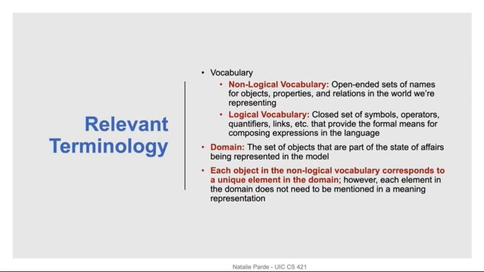First, a given meaning representation is characterized by both non-logical vocabulary and logical vocabulary. Non-logical vocabulary refers to the open-ended sets of names for objects, properties, and relations in the world we're representing, and logical vocabulary refers to the closed set of logical operators that are used to compose expressions. The domain of the model refers to the set of concepts, categories, or individuals being represented.